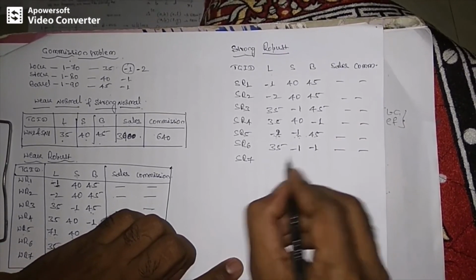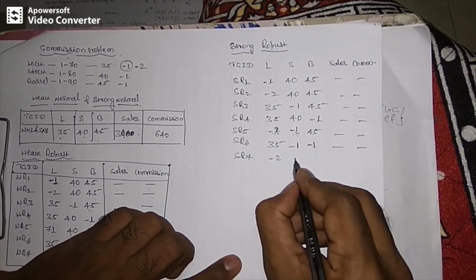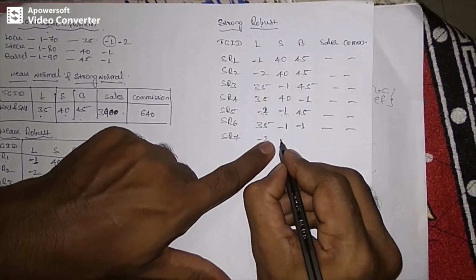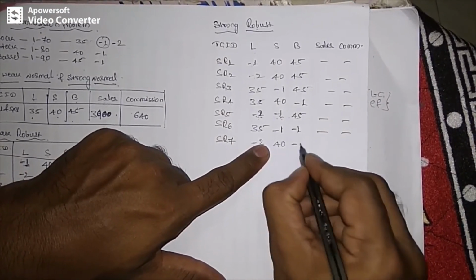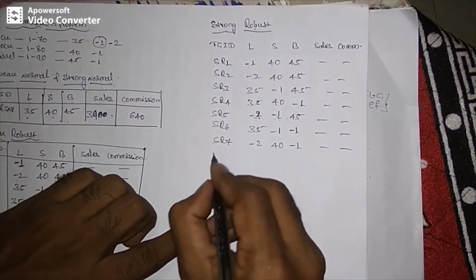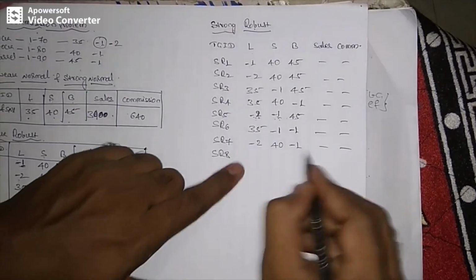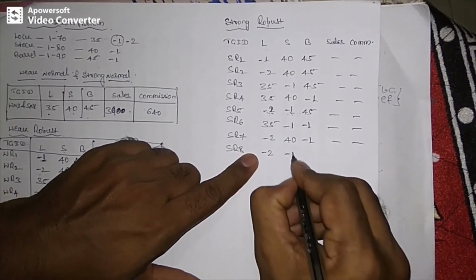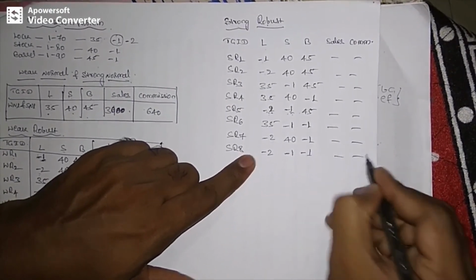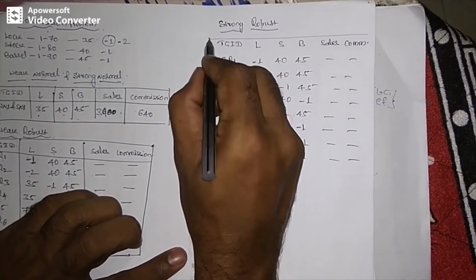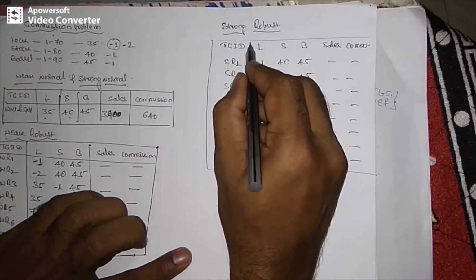SR7: now the turn is minus 2. Now this will be nominal and this will be invalid. There are no sales. And in the last test case all are invalid: minus 2, minus 1, minus 1. Then this will be the last test case for the strong robust.